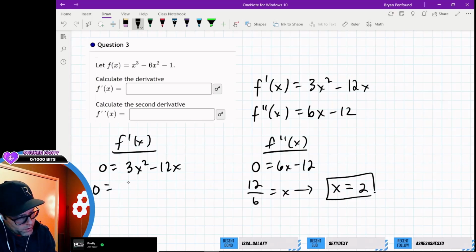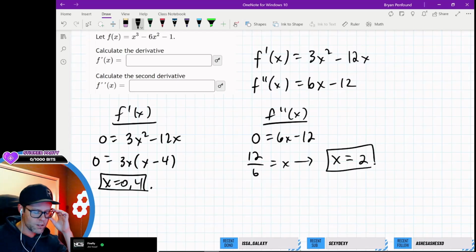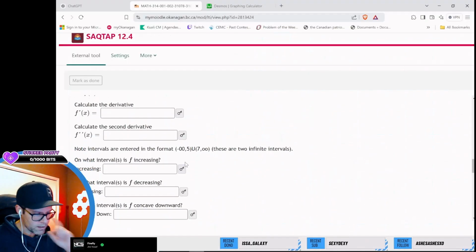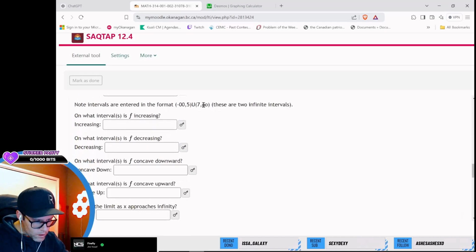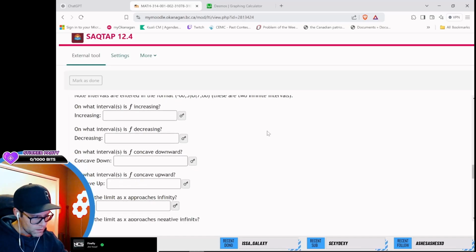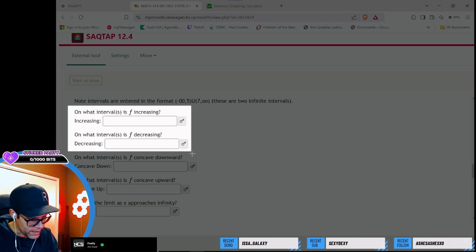What do we got to do here? We got to factor maybe a 3x out. That's going to give us x minus 4. So that gives us two potential candidates for maxes and mins, because this is a polynomial. So note the intervals are entered in the format blah, blah, blah. Okay. Let's see what kind of follow-up questions they got for us.